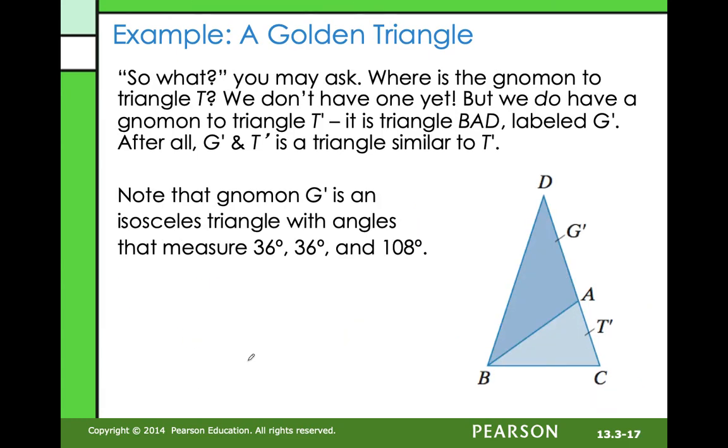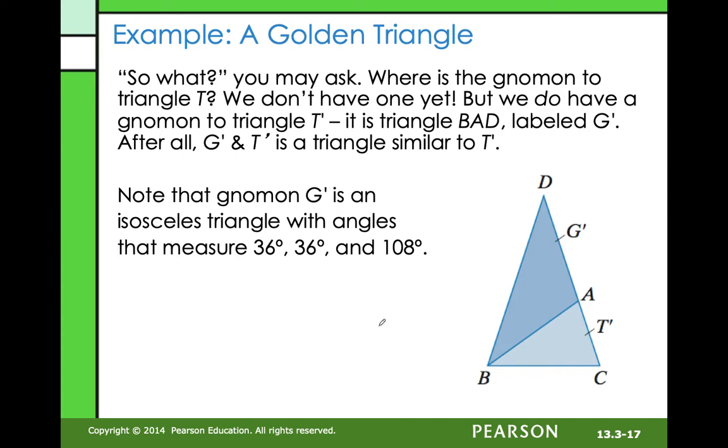So, who really cares, you might ask? Where's the gnomon to triangle T? We don't have it yet. We're going to get that gnomon to triangle T. It's actually going to be triangle BAD, labeled G prime. After all, G prime and T prime is a triangle similar to T prime.